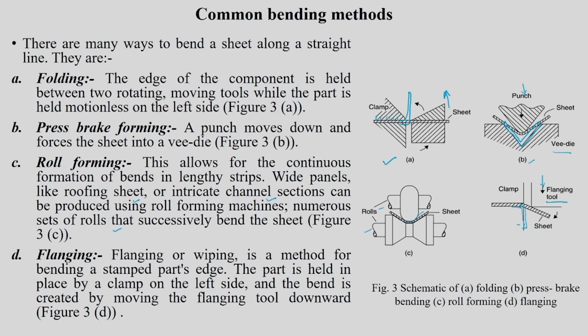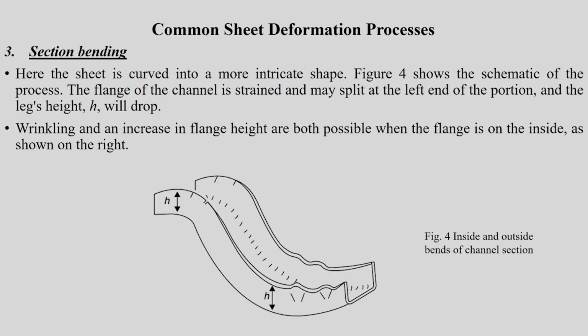Once you release the flanging tool, we want this 90 degree shape, but then there will be some slight change in the angle, which is what I was referring to as sheet spring back, which we will discuss elaborately later on.